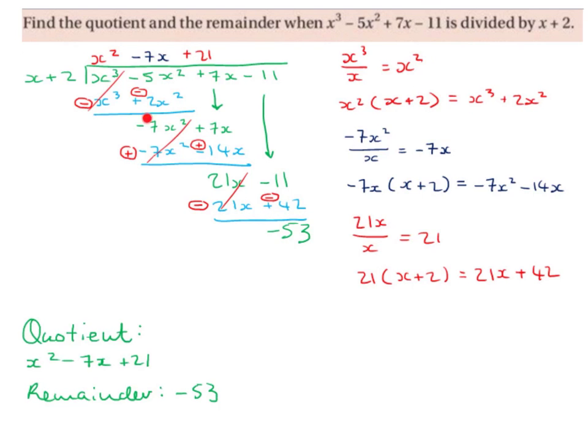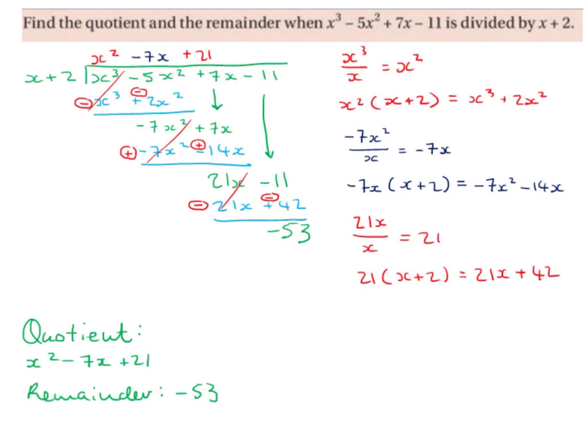I take the highest power of x inside the bus stop, minus 7x squared, divided by the highest power of x outside the bus stop, that's x, and I end up with minus 7x. That's the next part of my answer. I then multiply the minus 7x by x plus 2 to give me minus 7x squared minus 14x, and I bring that over here. I change the sign of each of these so that the x squareds cancel, and 7x plus 14x is 21x, and I bring down the minus 11.